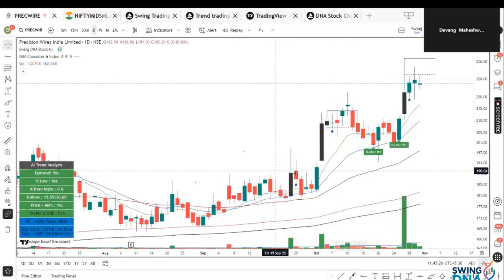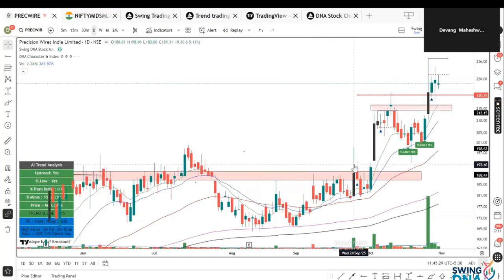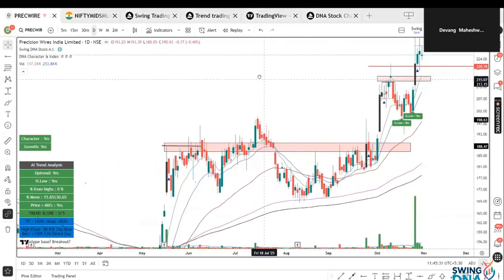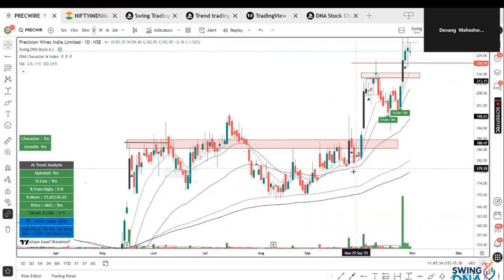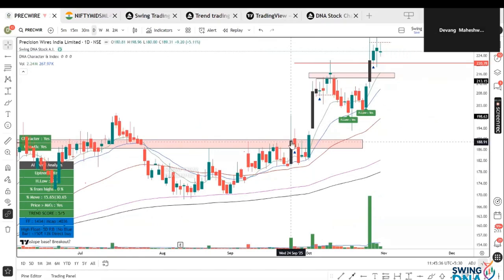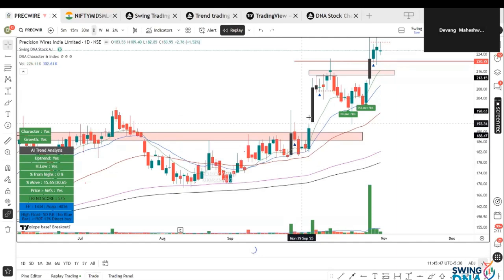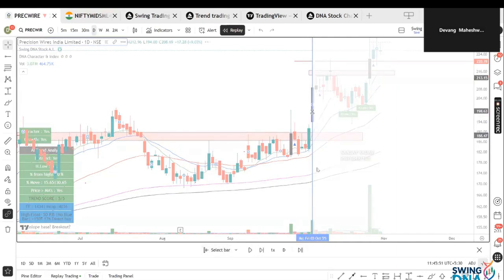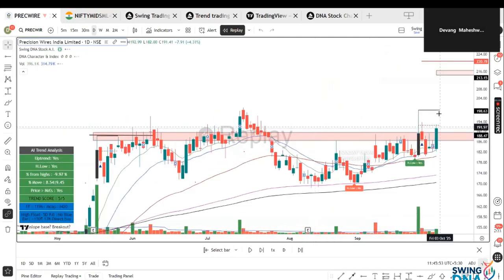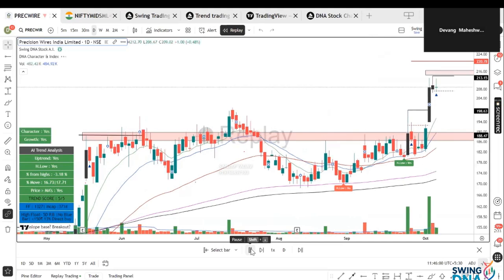Look up here, this is your range expansion in this case. So this is a big base which is happening up here. Your range expansion happened up here. Okay, then it took a pullback: 1 day, 2 day, 3 day, 4 day. On the 5th day, it's kind of a breakout up here. Your entry would be above this high. Somewhere in this big candle you will enter.